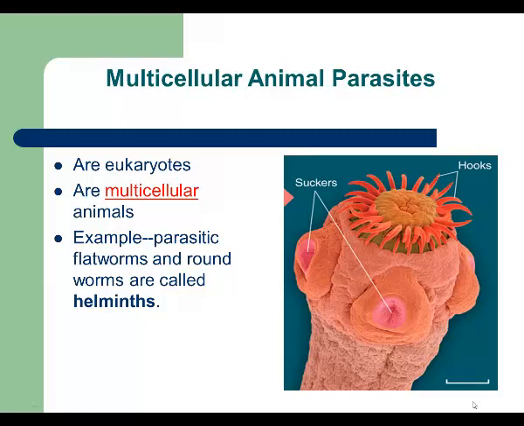The next group is multicellular animal parasites, and those are worms, or we call them helminths. You have to know this term for your exam. So, helminths are eukaryotes. A lot of them are multicellular and macroscopic. For example, tapeworm can reach up to 30 feet long.